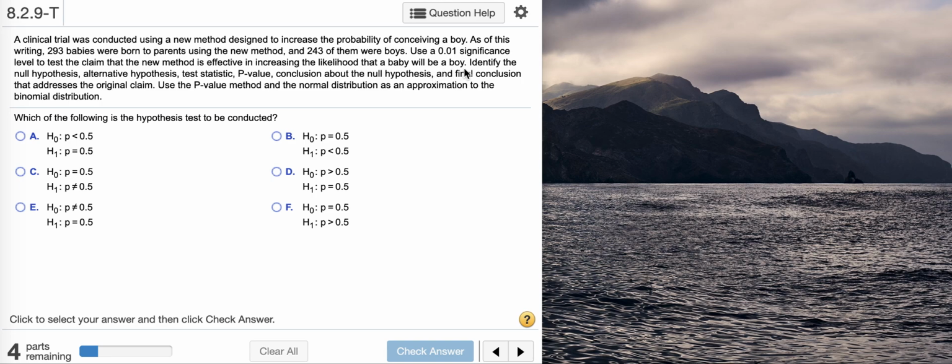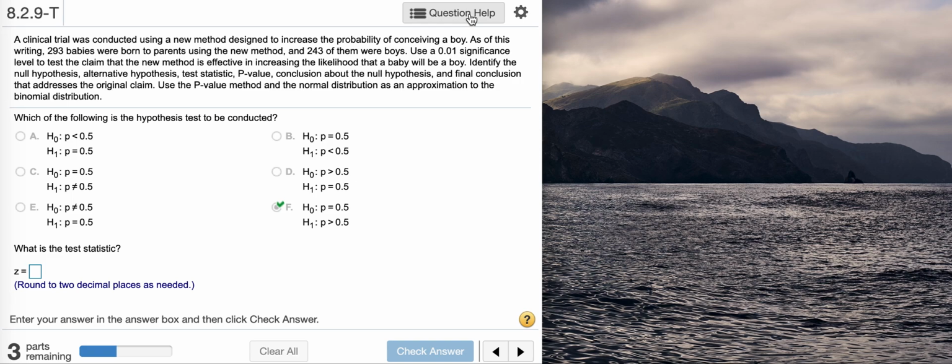So we're going to use the p-test to run this. So here we're trying to argue that the probability of conceiving a boy has increased. If there had been no method applied whatsoever, we'd expect the probability to be p equal 0.5. We're trying to argue that it's greater than that. So if we look at option F for our hypotheses, in the null we'll assume it's 0.5, and we're going to try to argue that this has actually been increased. It's greater than 0.5 now.